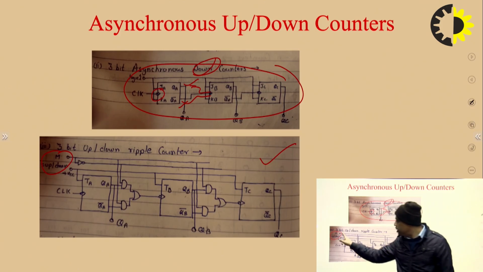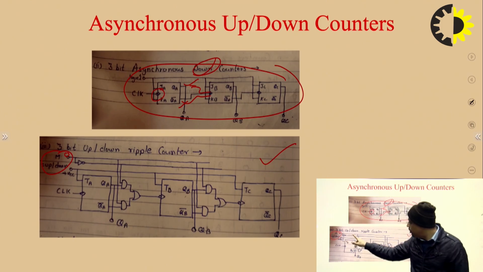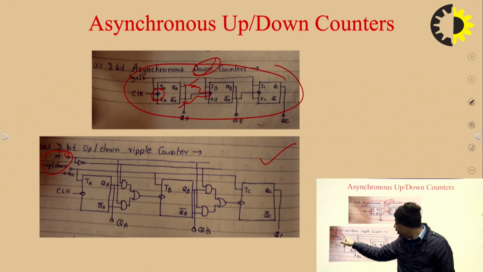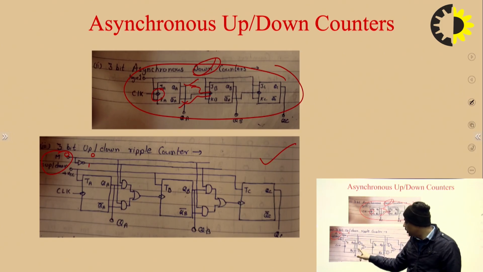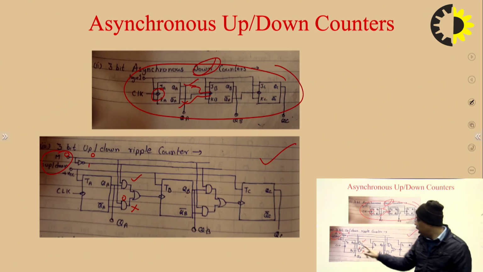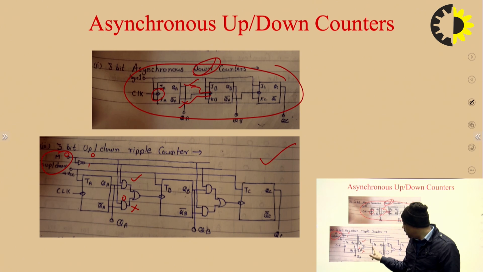So if M is equal to 0, we can see this M is equal to 0 line, and due to this NOT gate, this became 1. So this became 0 and this became 1. So if this is 0, this gate, due to input of 0, cannot work, and due to arrival of this 1, this gate can work. So the output to the next clock is going like this.